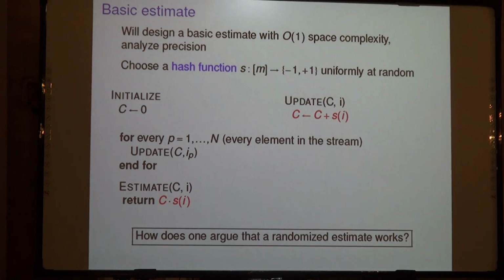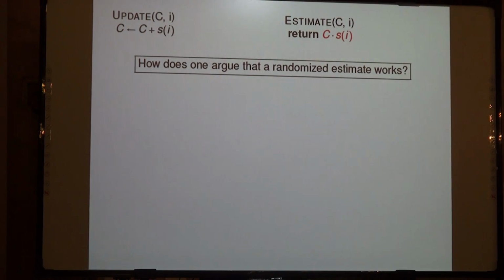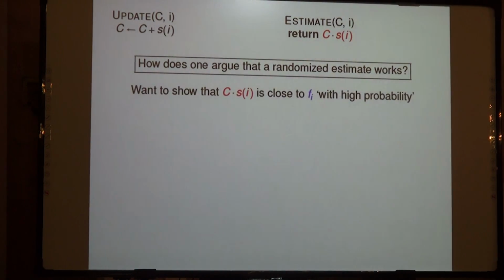And I want to understand how good this randomized estimate is. It will not be entirely good, it will be pretty reasonable, and we'll make it better. Now, as before, how do we argue that a randomized estimate works? Well, again, we want to show that it's close to the right answer, that is Fi, the number of times element i occurred, with high probability.